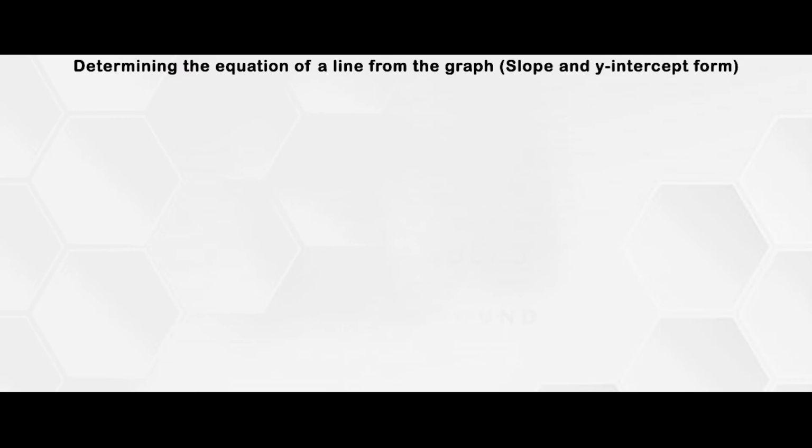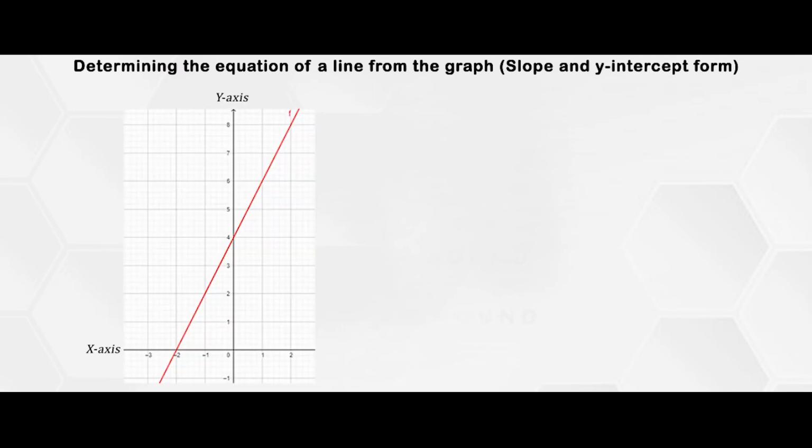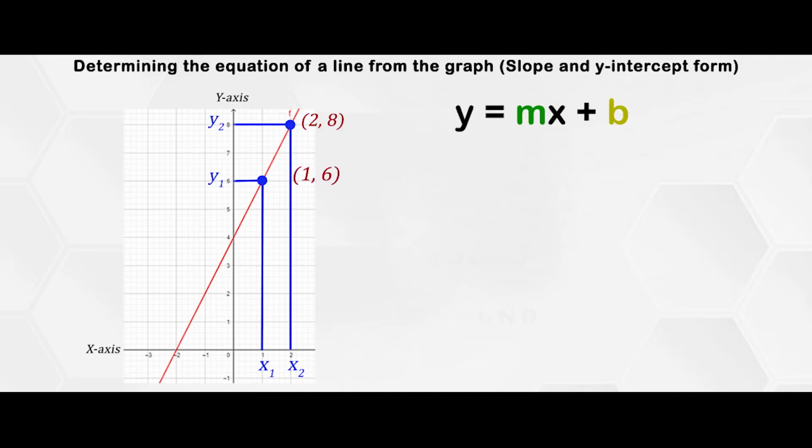So, determining the equation of a line from a graph. Let's take a line from a graph, and we start with the same process that we did earlier to find the slope. The very first step is to identify 2 points on the line. After identifying the 2 points, we identify their x-coordinates and y-coordinates respectively. We use these coordinates to find the slope. If you remember the formula, it's y2 minus y1 divided by x2 minus x1. So we find the slope.